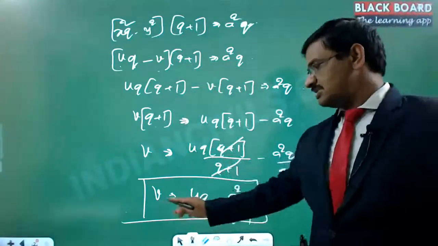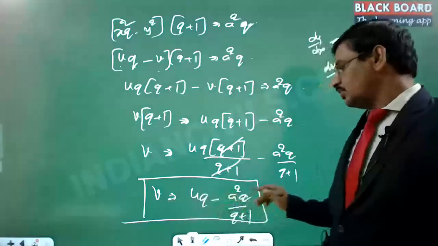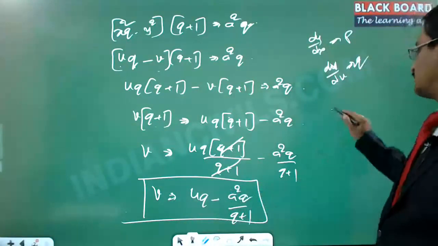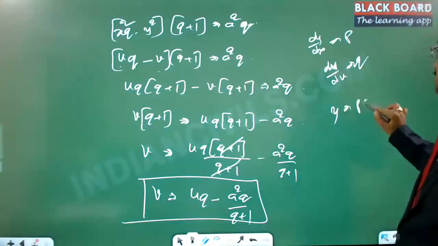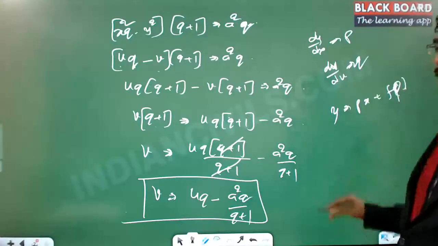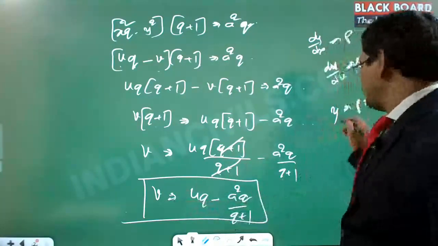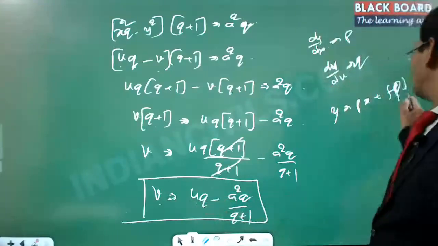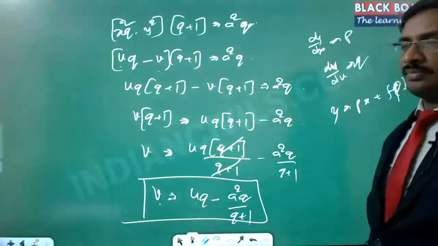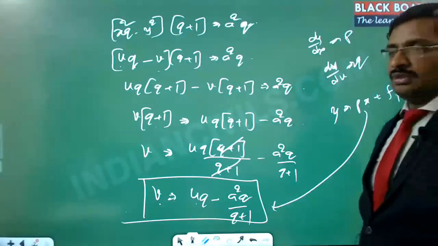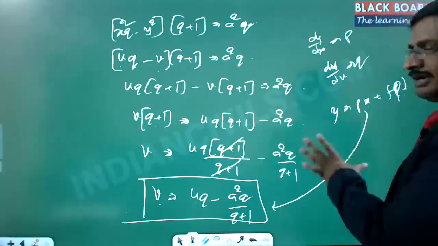And finally I expressed it in this format, that is v is equal to uq minus a square q divided by q plus 1. So don't you see that this equation is of this particular format, px plus f of p, right? So that is, instead of y now it is v, instead of x now it is u, and instead of p it is q. So don't you see that one-to-one correspondence between these two? Yes or no? So I hope everybody understood this.